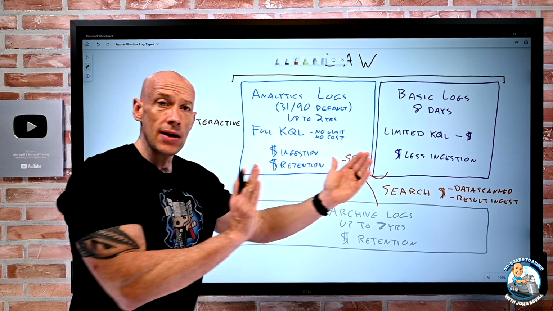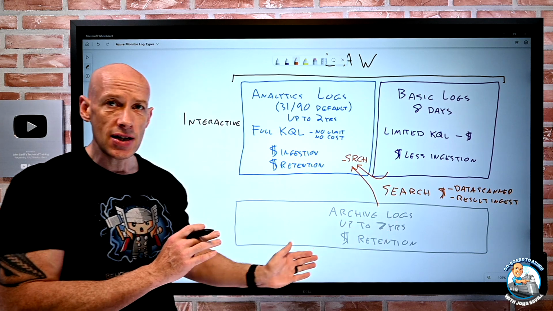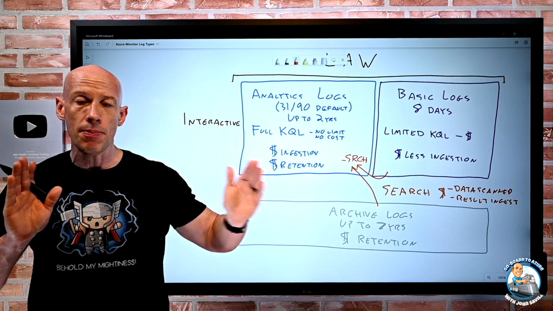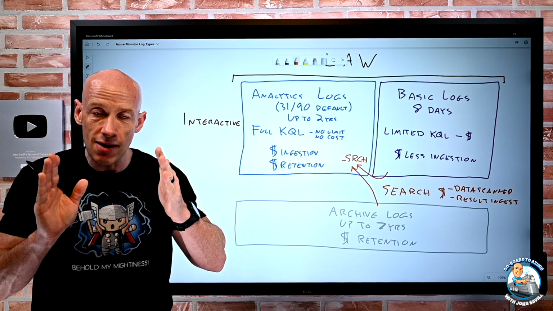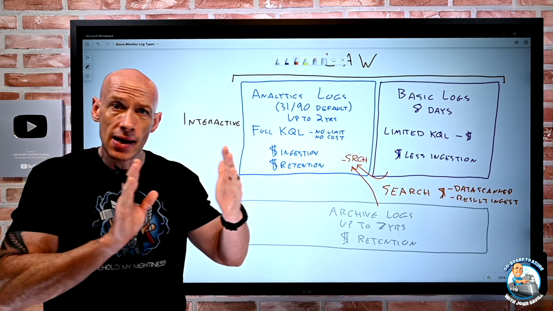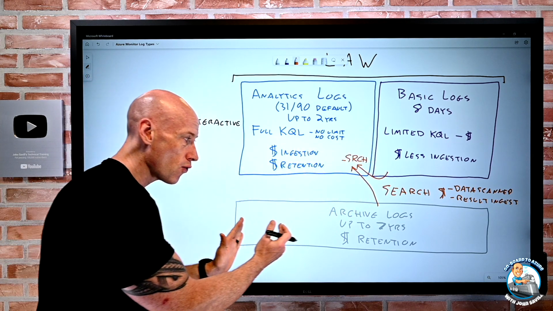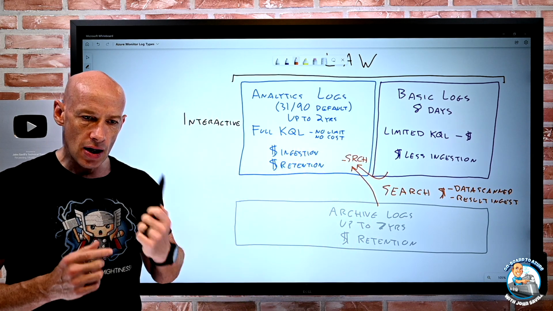So it can be any 1 year window within that up to 7 years, but I can't scan the whole 7 years. I pick a certain 1 year at maximum time slice that I'm going to perform that search over that total retention within the archive.